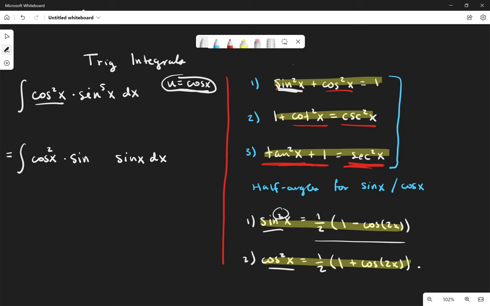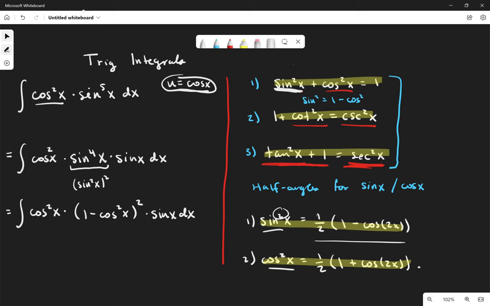How many do I have left? I have sine to the fourth. Now for sine to the fourth, I have something in terms of sine squared. If I subtract cosine squared, I know sine squared is 1 minus cosine squared. So I can rewrite this: sine to the fourth is sine squared x squared, and sine squared is 1 minus cosine squared. See how I did that? Please pause it if the algebra doesn't make sense. And then I've got another sine x.